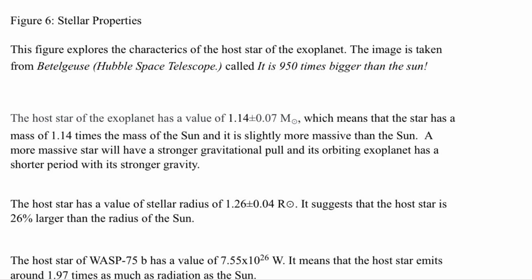The host star of WASP-75b has a value of 7.55 times 10 to the power of 26 watts. It means that the host star emits around 1.97 times as much radiation as the Sun, which is around twice as energetic as the Sun, and it supports the idea that the orbiting exoplanet has a shorter time for the development of life.